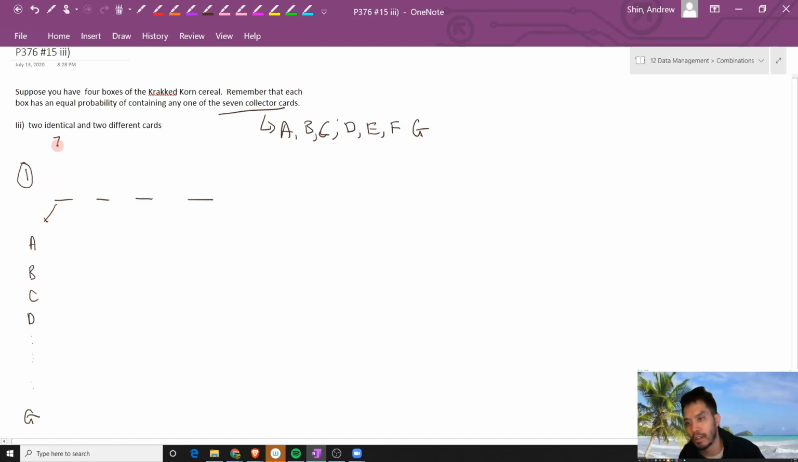That's a 7 out of 7 chance of getting one of those cards. And then, for this card, let's count the number of ways to get the same identical card, because that's what they want, 2 identical cards. So A and A, B and B, C and C, D and D, dot, dot, dot. Now this is also going to be G and G, right?